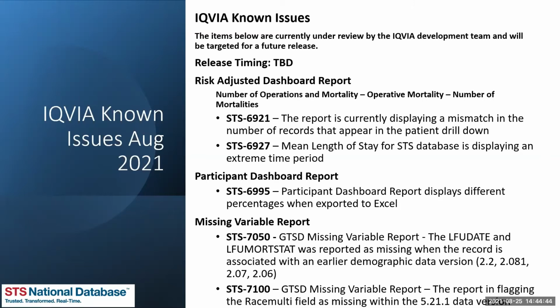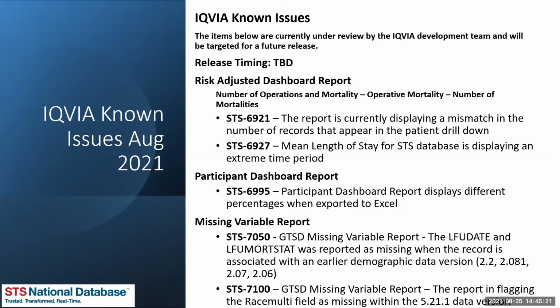Any items listed below are currently under review by the IQVIA development team and will be targeted for a future release. So we don't have a date yet for when fixes for these items will come out, but they are being looked at. Starting with a couple items related to the risk-adjusted dashboard report, STS 6921. The total number of mortalities displayed on the operative mortality, number of mortalities line, that number is correct, but we do have reports that the case list drill down isn't displaying all of those cases. And so we're working on a solution to correct that for you.